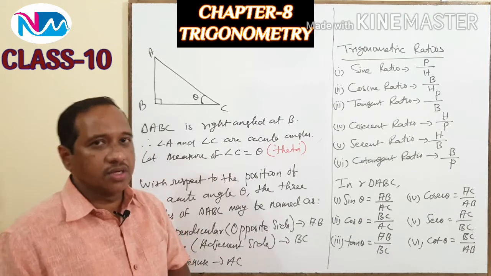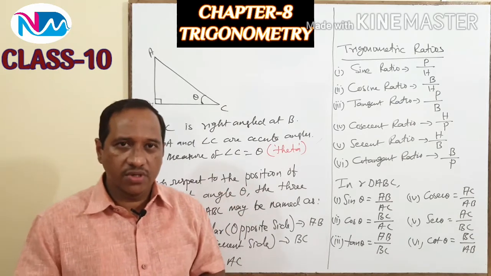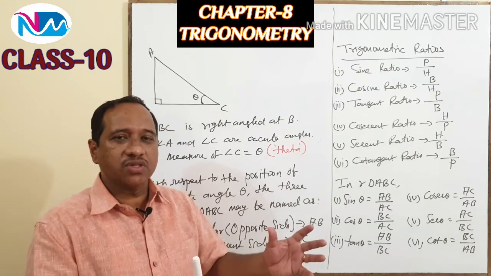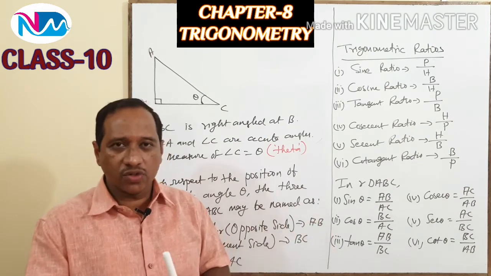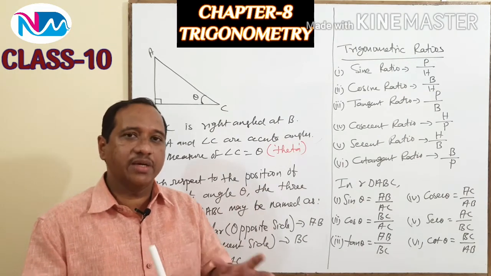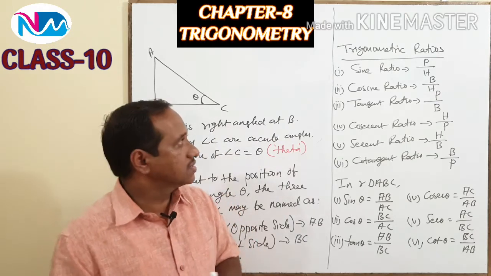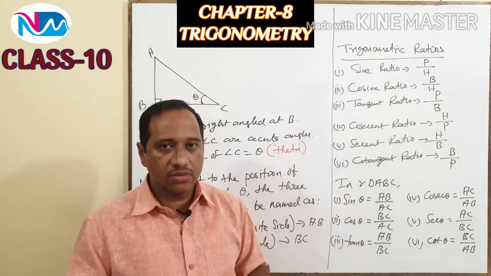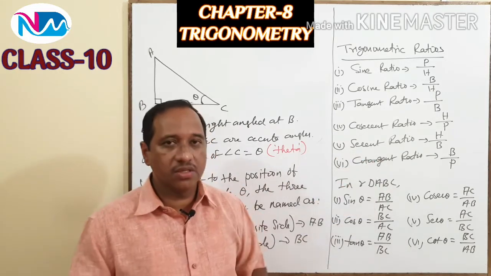Now, what is trigonometric ratios? The trigonometric ratios are the ratios of two sides of a right-angled triangle at a time with respect to the position of an acute angle. I repeat, the trigonometric ratios are the ratios of two sides at a time with respect to the position of an acute angle. There are 6 trigonometric ratios. They are named as sine ratio, cosine ratio, tangent ratio, cosecant ratio, secant ratio, and cotangent ratio.